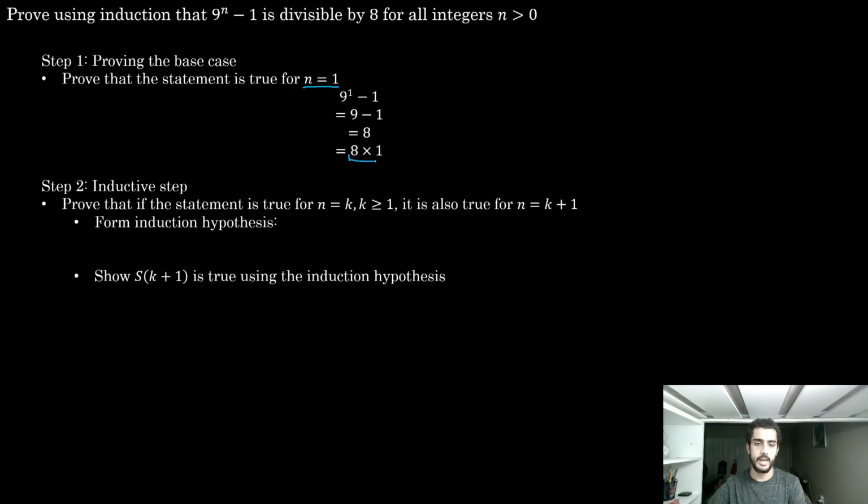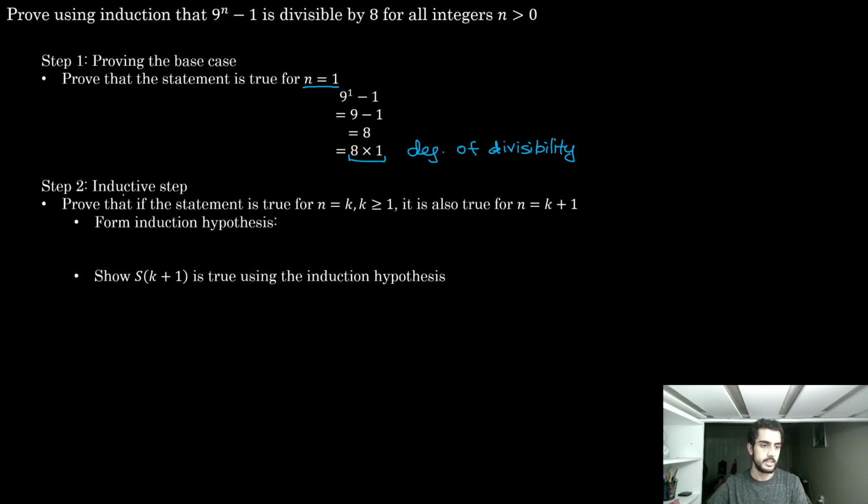Now the reason I have this as the product of 8 and some integer is because according to the definition of divisibility, anytime we have 8 times some integer, we know that this expression is divisible by 8. And we're going to be using this later on in our proof.